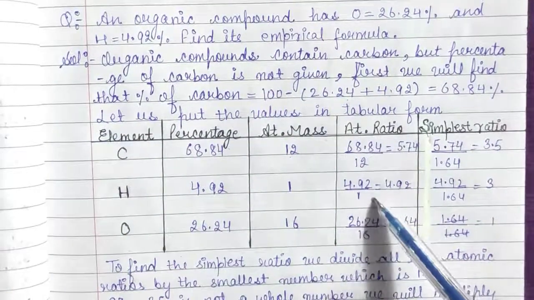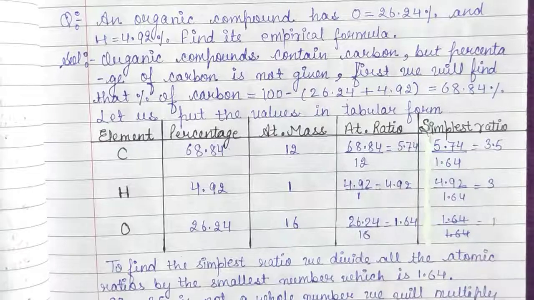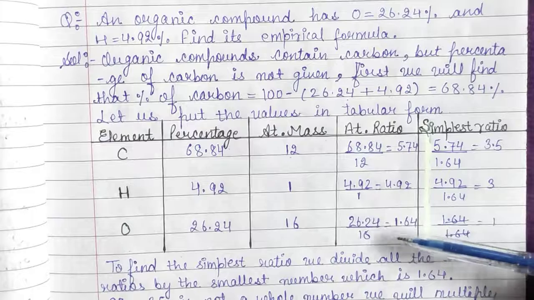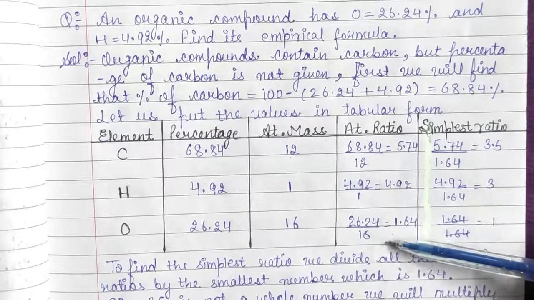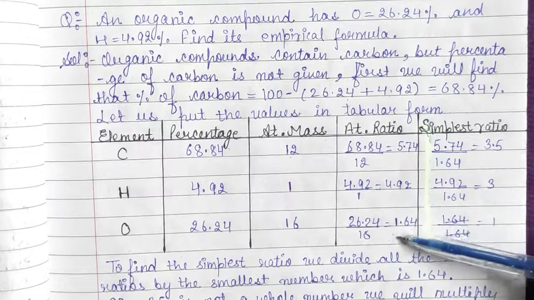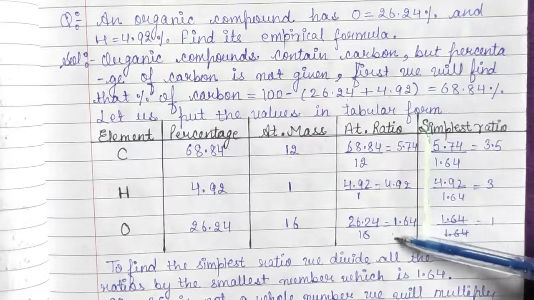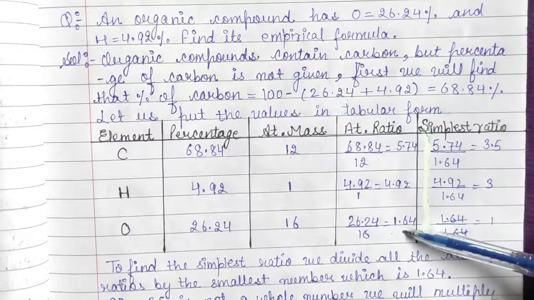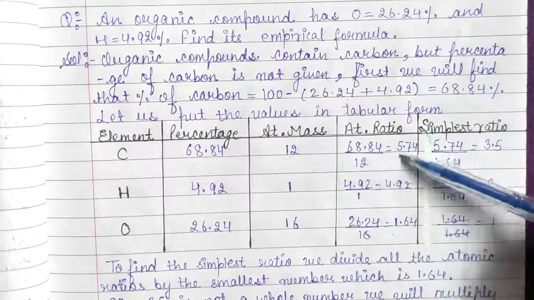After finding the atomic ratio, you will find the simplest ratio. So what you will have to do is, in the atomic ratio, you will see the lowest value. So the lowest value is 1.64. This value you will take to find the simplest ratio. You will divide the atomic ratio by this value.